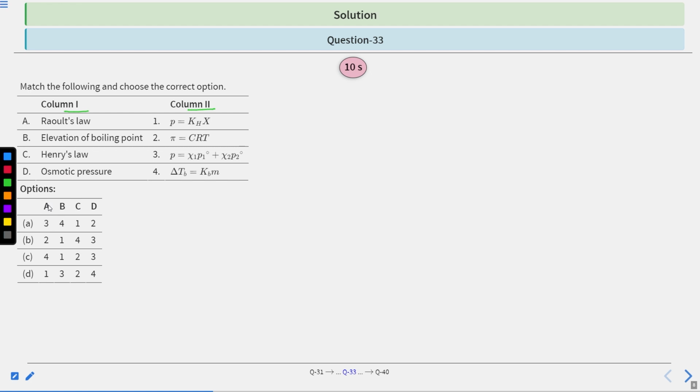for A we have 3, for B we have 4, for C we have 1, for D we have 2. For A we have 2, for B we have 1, for C we have 4, for D we have 3. Or for A we have 4, for B 1, for C 2, for D 3. Or for A 1, for B 3, for C 2, and for D 4. So you have to match the column 1, that is A, B, C, D, to the column 2, that is 1, 2, 3, 4. You have 10 seconds to solve this question. After that, we will see what will be the answer.